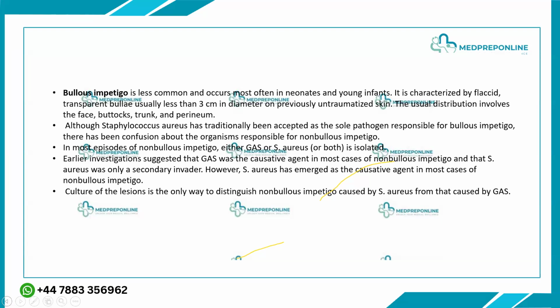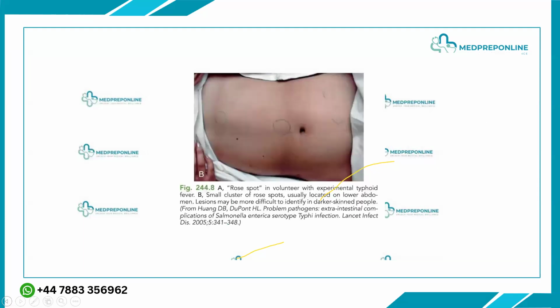Early investigation suggests that GS was a causative agent in most cases of non-bullous impetigo. So I think we can leave this point. Culture of the lesions is the only way to distinguish non-bullous impetigo caused by Staph aureus from that caused by GS. So lesions की culture and sensitivity से हमें पता चलता है.